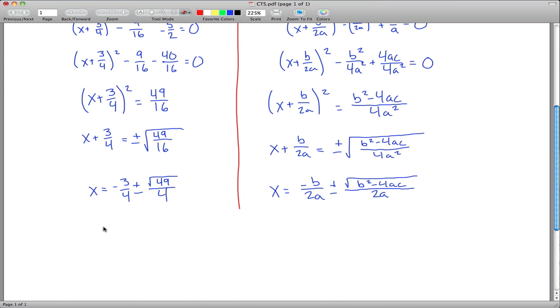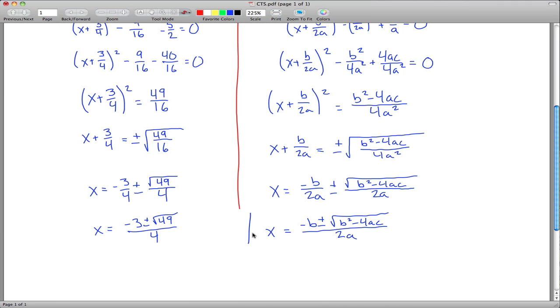And then I guess finally, if we combine these guys over their common denominator, we'd get negative 3 plus or minus square root of 49 over 4 on the left-hand side here. And on this side, we'd get negative b plus or minus the square root of b squared minus 4ac all over this common denominator of 2a.